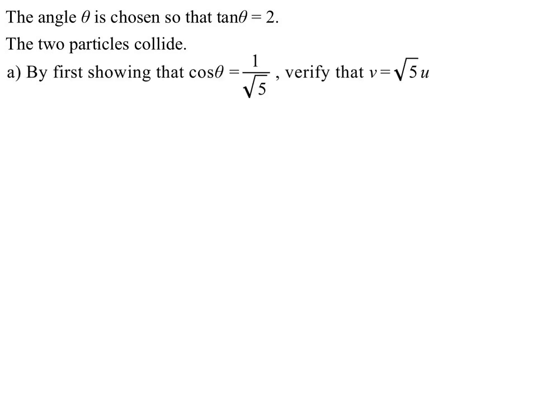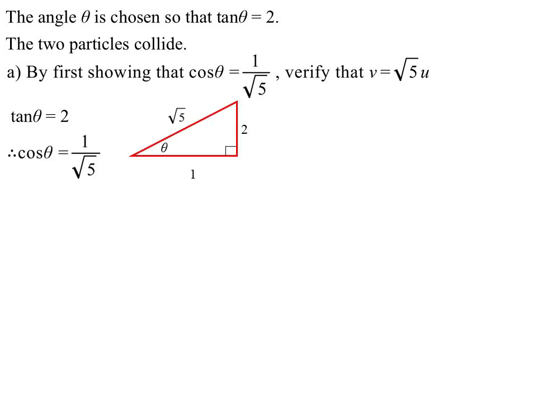We know that. First part of the question, showing cos theta is 1 on root 5, just verify V is root 5u. Well, remember tan theta is 2. There we go. That was nice. 1 on root 5, there we go.